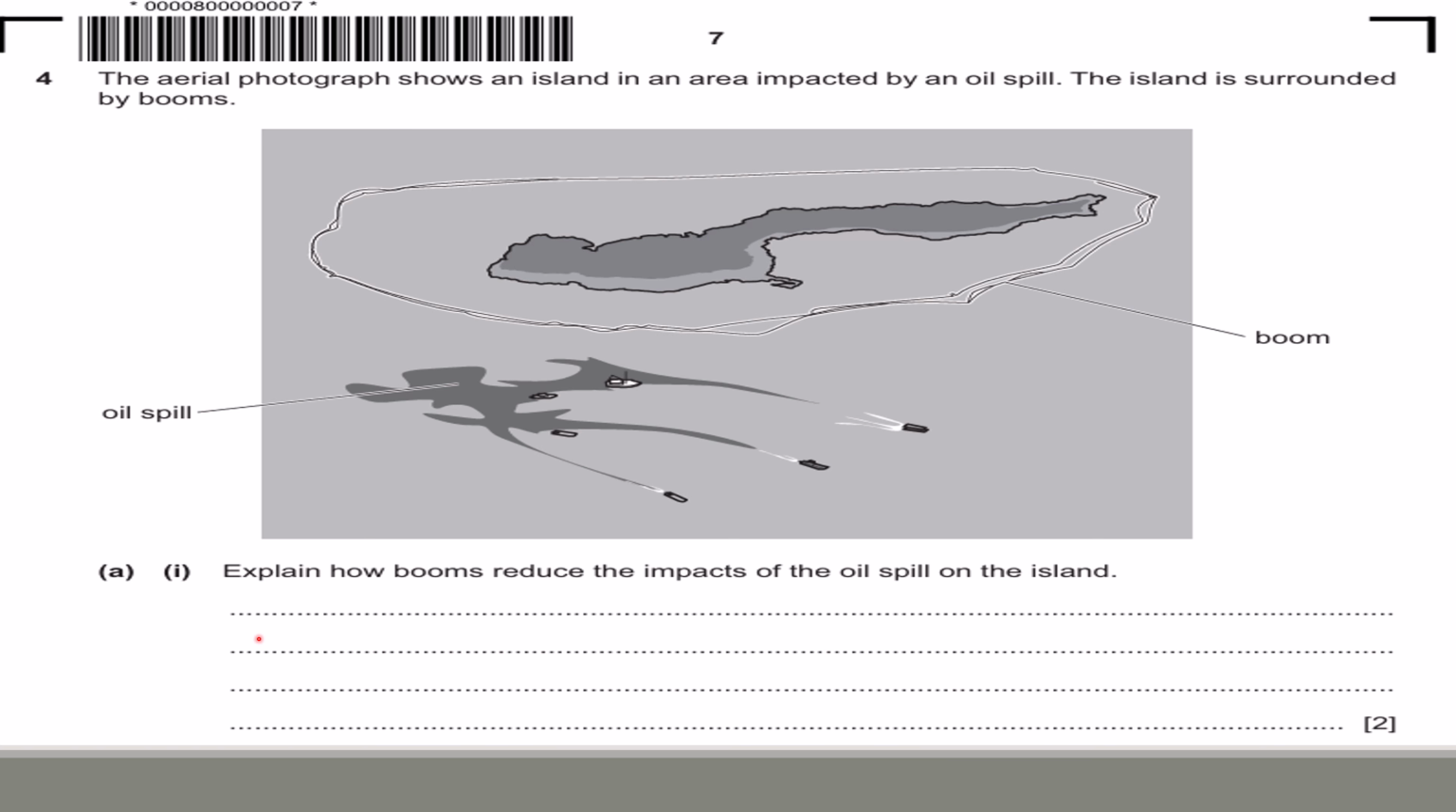Here is part A of question number 4. Explain how booms reduce the impact of oil spills on the island. As we have discussed, booms act as floating physical barriers that reduce impacts by containing the oil in one area so it can be more easily collected, preventing the oil from reaching the shoreline, which protects sensitive coastal ecosystems and wildlife. This question carries 2 marks. This is part A, question 1 of question number 4.